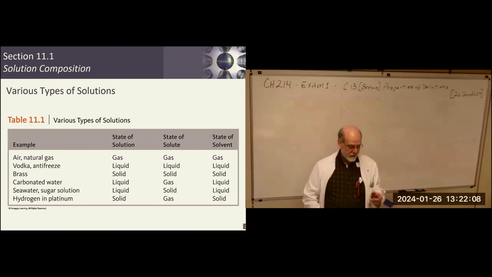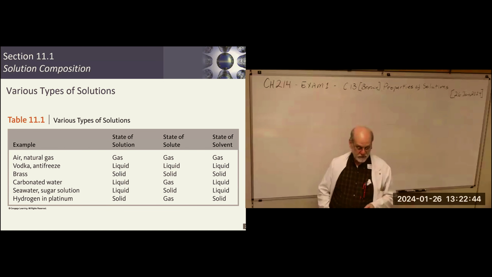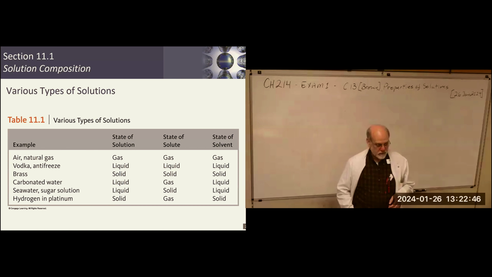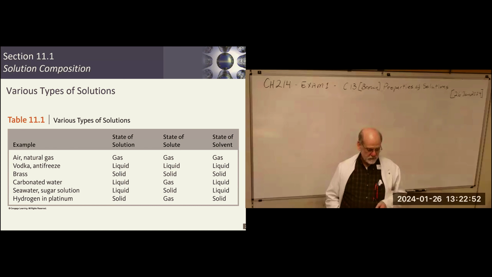Gases, of course, if you combine two or more gases, they're always a solution, every time. Examples of liquid-liquid solution are booze or antifreeze. Brass is an example of two solids in solution. The only way they can get there, of course, is you have to melt them together, and then they re-solidify. Now you have a solid solution. Gas in water, carbonated water, is an example of a solution. Sugar water, seawater, those are what we normally think of as solutions. And you can even have a solid and a gas as a solution.